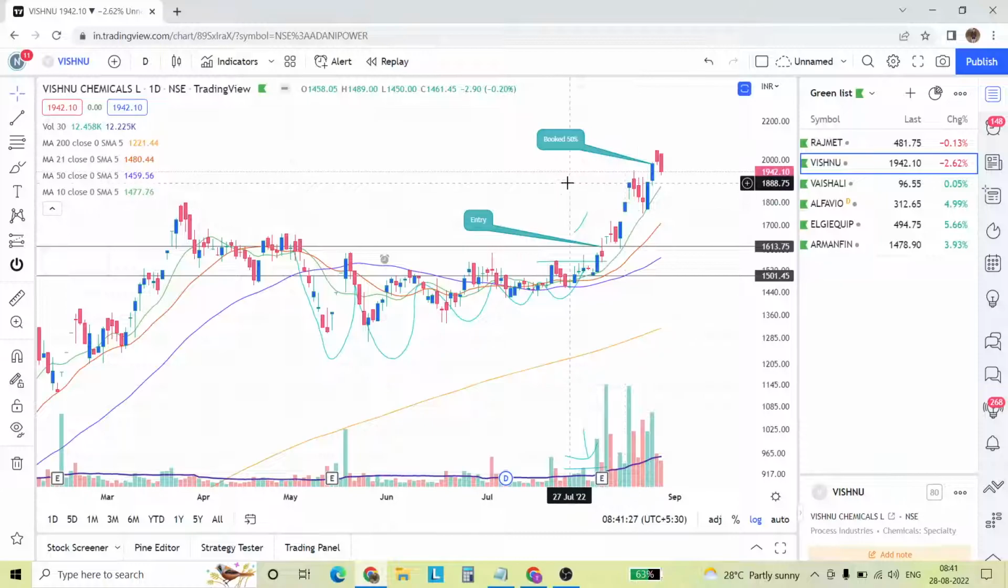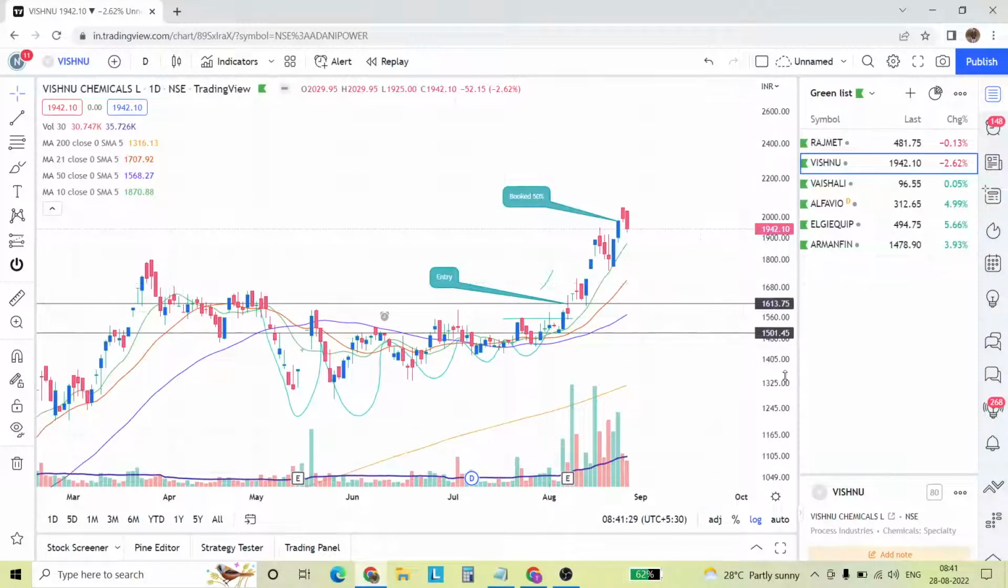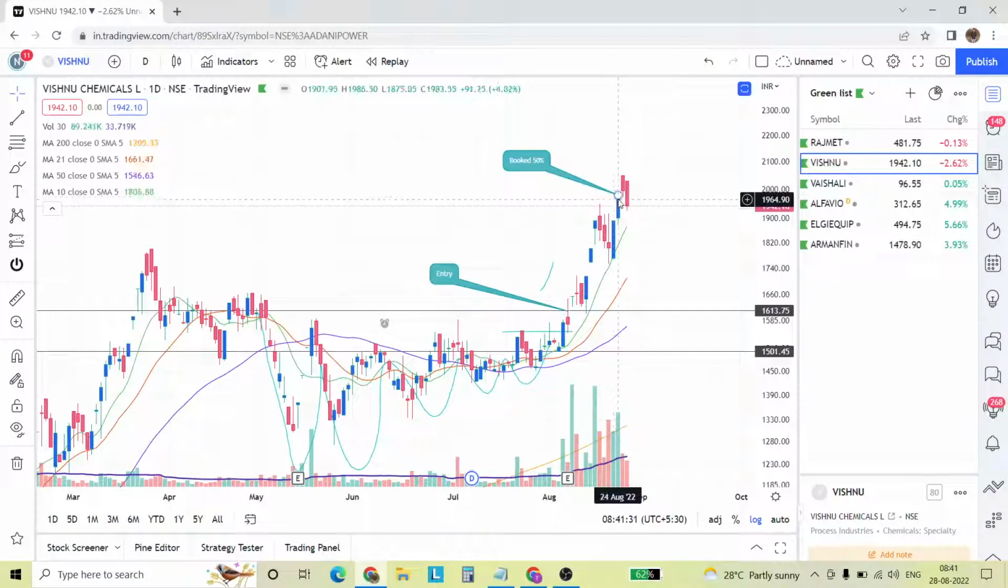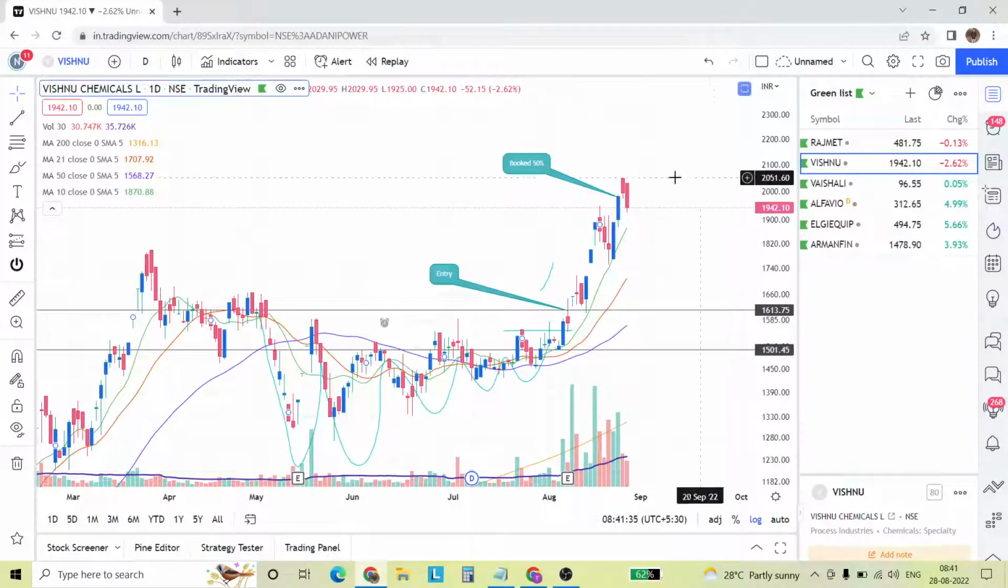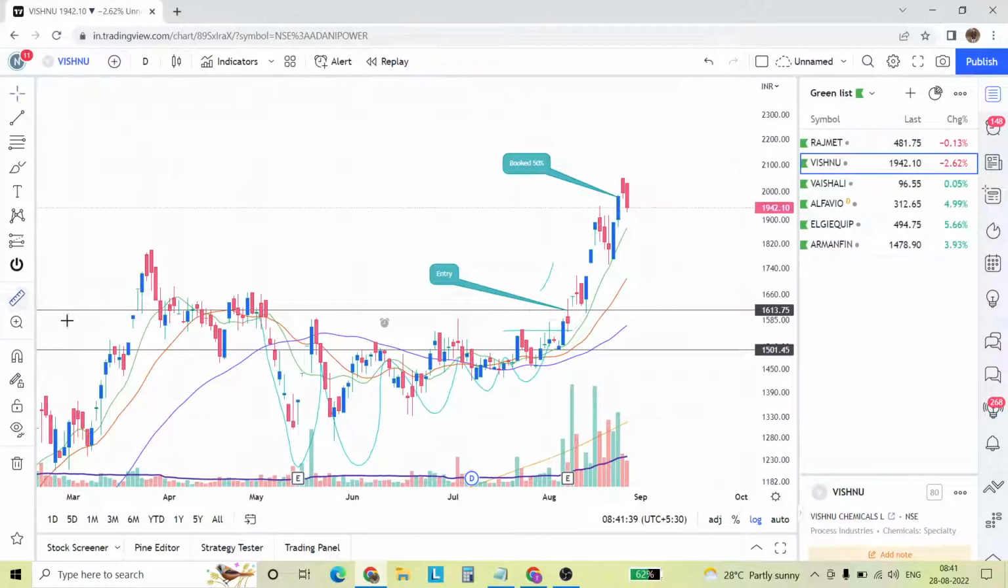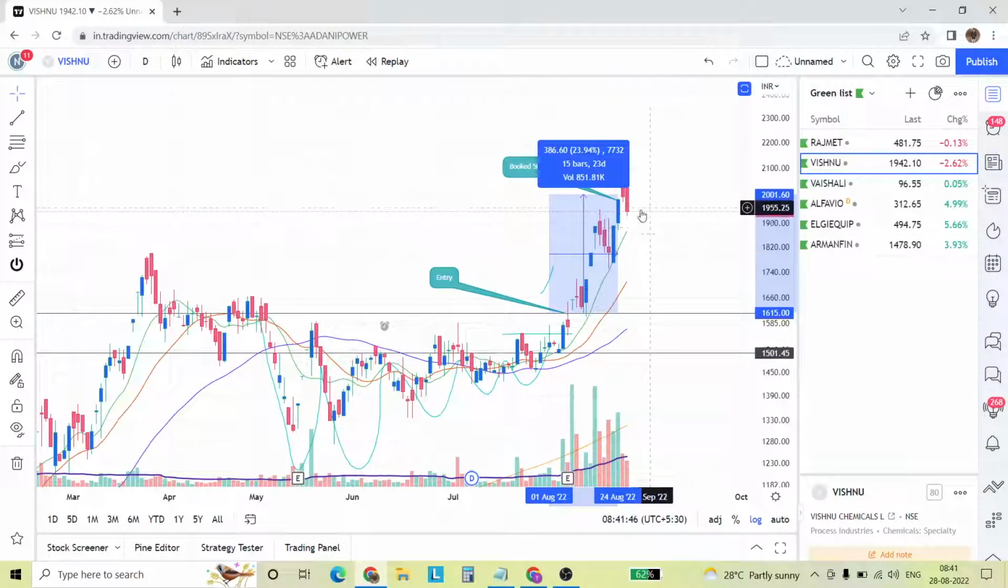As you can see here, I have booked 50% profit at this point. On that day, I like to sell into strength, I don't like to sell into weakness. I want to sell when the stock is really moving up. So if you see here, our stop loss was 6.7%. We booked our 50% at 23.94, that is 1:4 risk reward. That is really great.